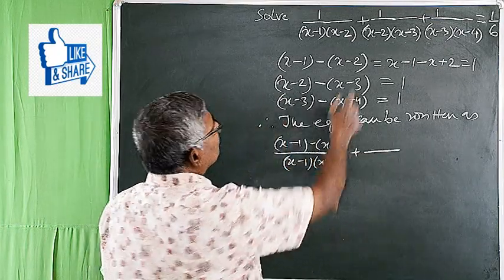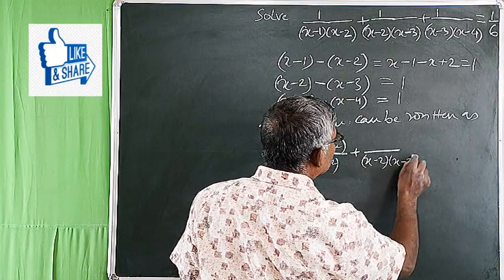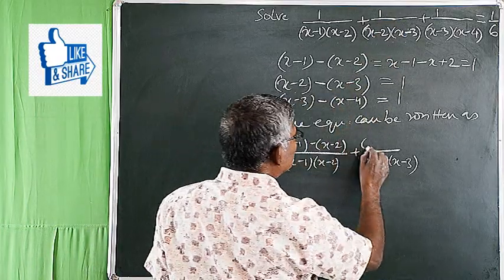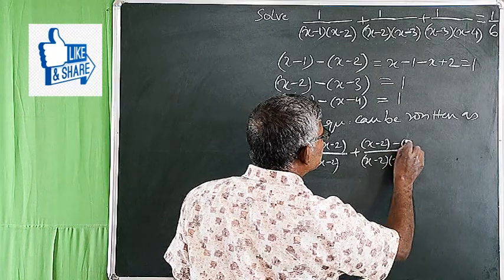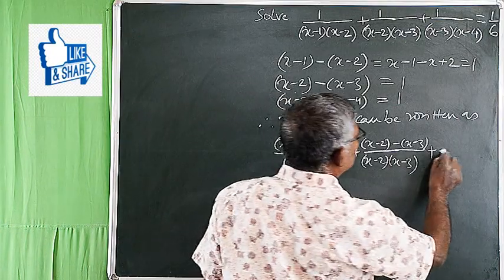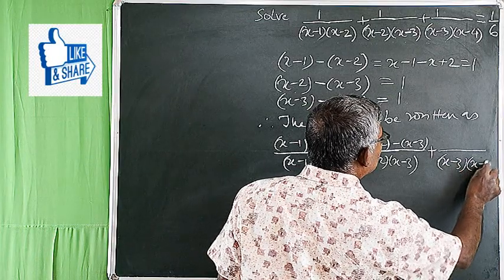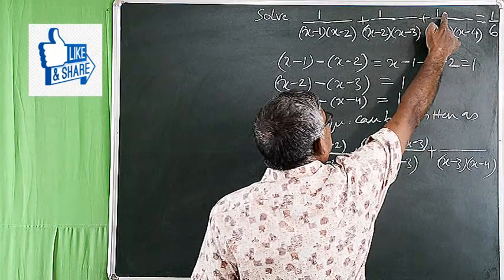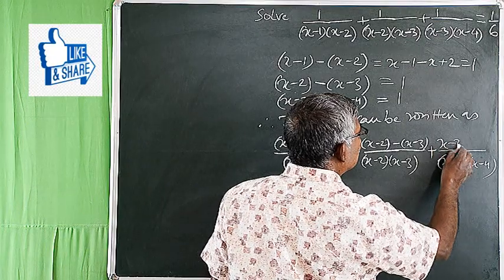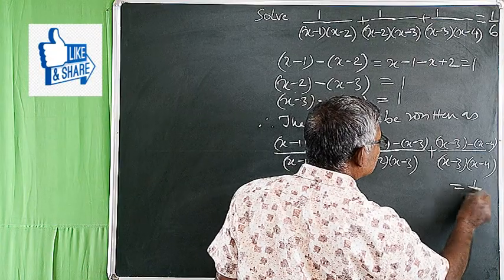For the second term, let us write (x - 2)(x - 3). For 1, we can write (x - 2) - (x - 3), and for this term, it is (x - 3)(x - 4). For this one, we write (x - 3) - (x - 4) = 1/6.